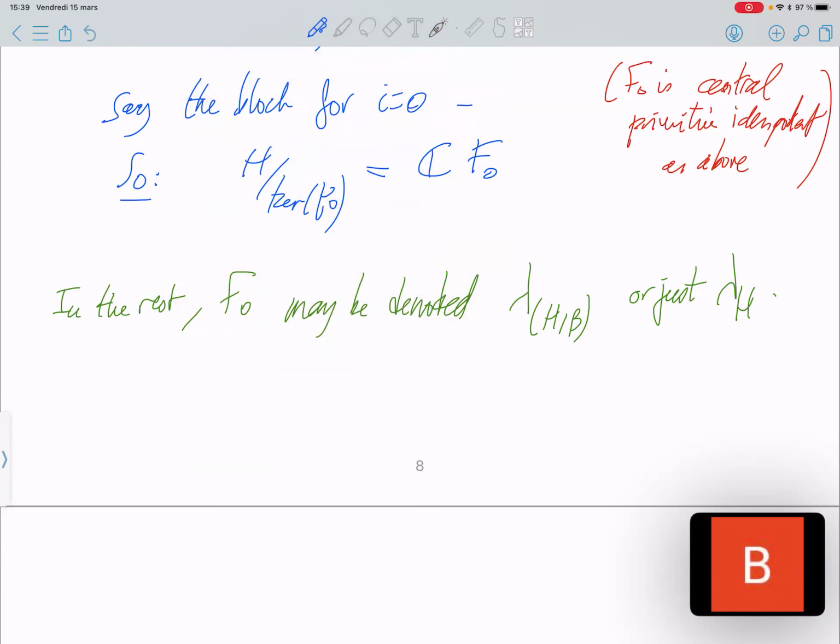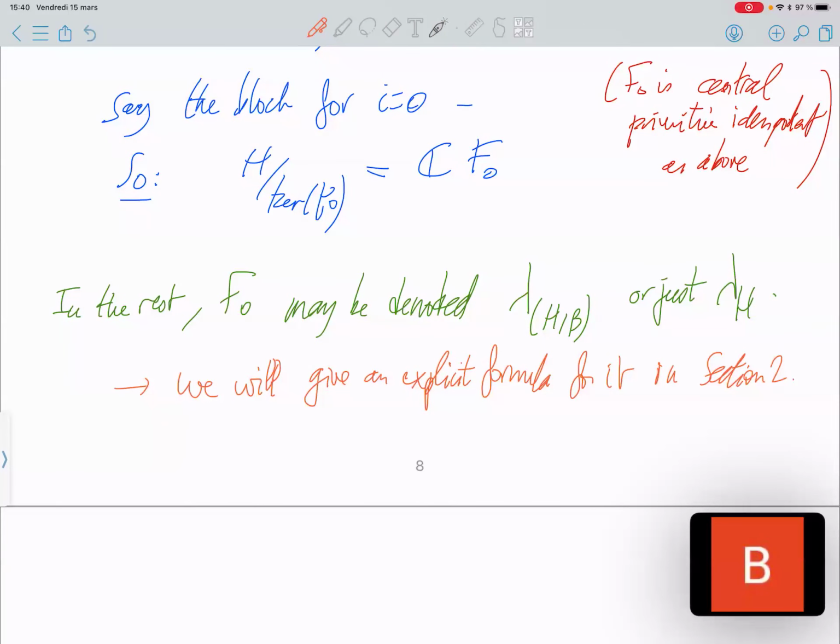Just to note that we will provide an explicit formula for this idempotent in the next section, section 2.